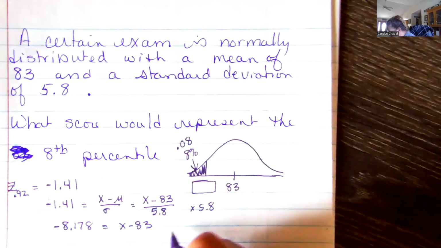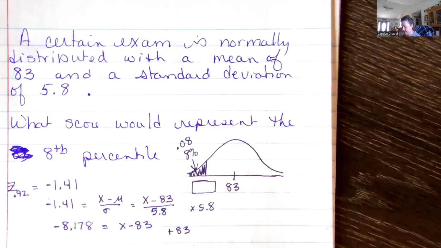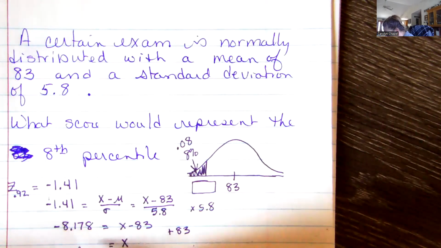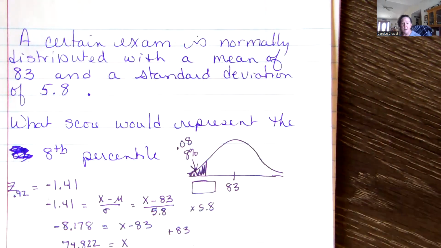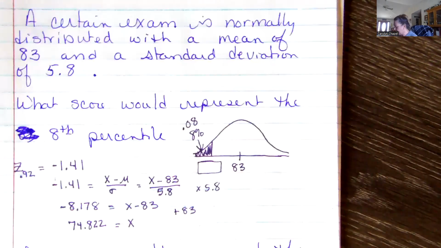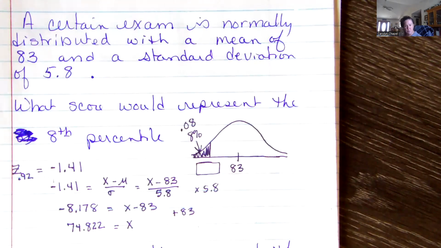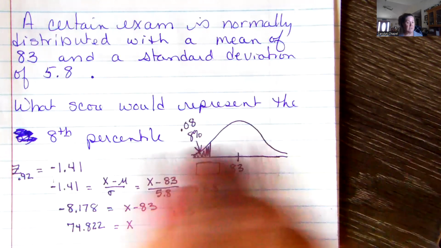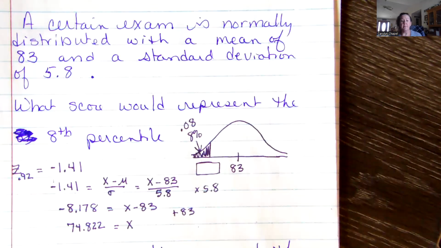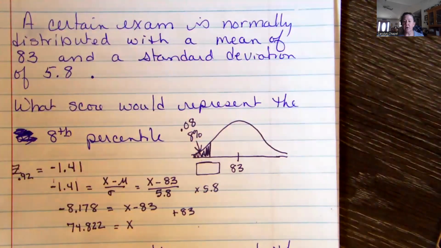And now I'm going to add 83 to this. And I get that x is 74.822, is what I came up with. Okay, let's make sure we can get that with StatCrunch as well. And that will kind of conclude this video. But we're going to stop sharing and we will go to StatCrunch.